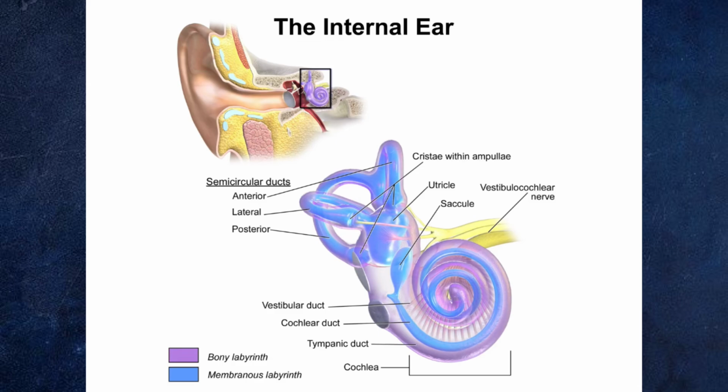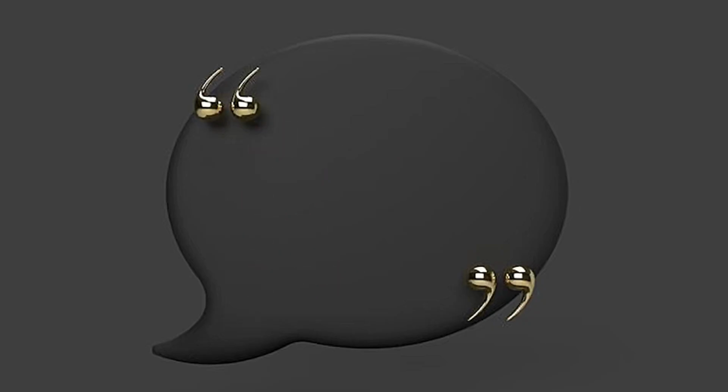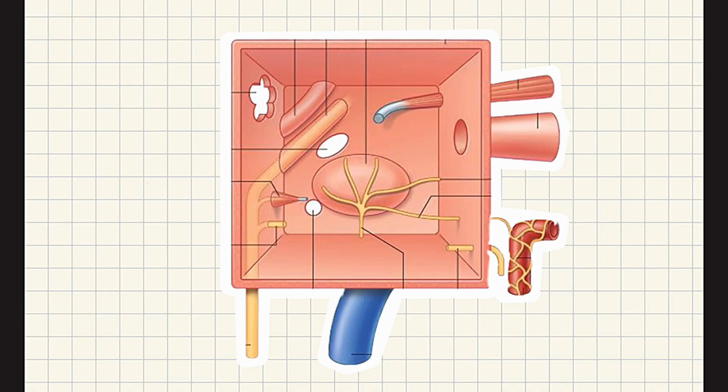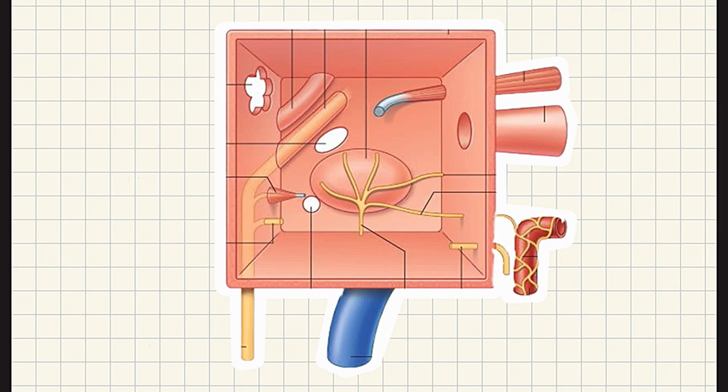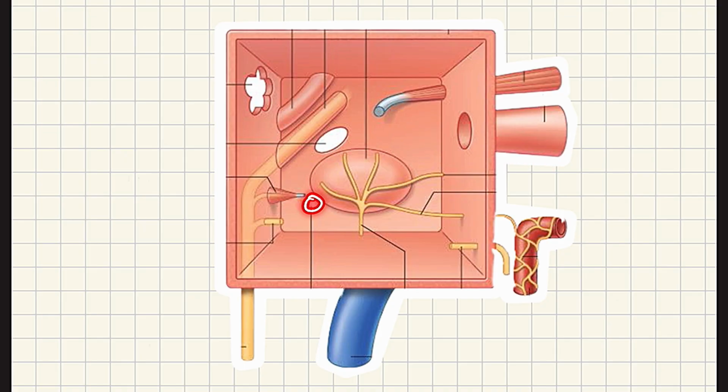Now the trick we were talking about is, remember this one line: 2 impressions, 2 windows, 1 nerve, and 1 projection. The 2 impressions that we are talking about are the impression of the cochlea and the impression of the semicircular canal. The impression of the cochlea is called the promontory. The two impressions are over. Then the two windows. Those are the round and the oval window. The one nerve is your facial nerve and the one projection is your cochleariform process. That's it about the walls of the middle ear.